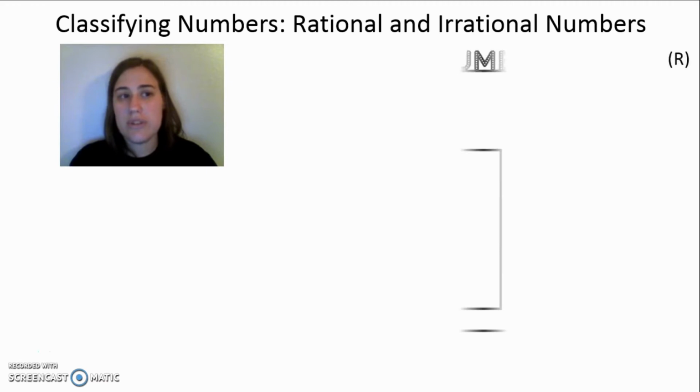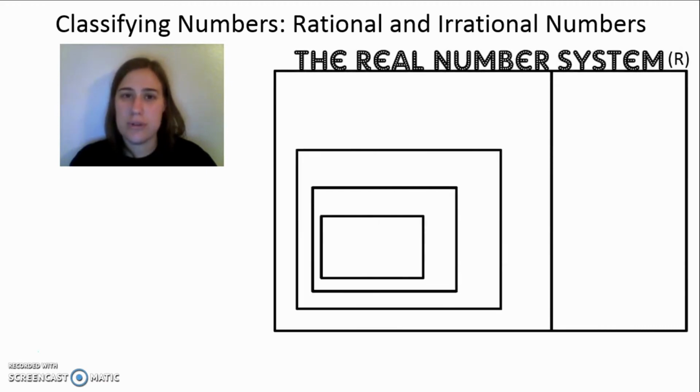The real numbers include every possible number except for a set of numbers called the imaginary numbers, which are not our focus today. We can split the real number system into smaller sets of numbers, and each set has its own unique name. Let's start with the set of natural numbers.